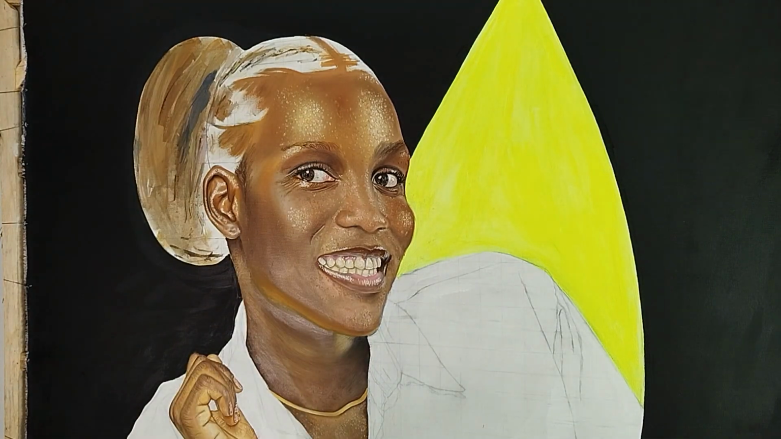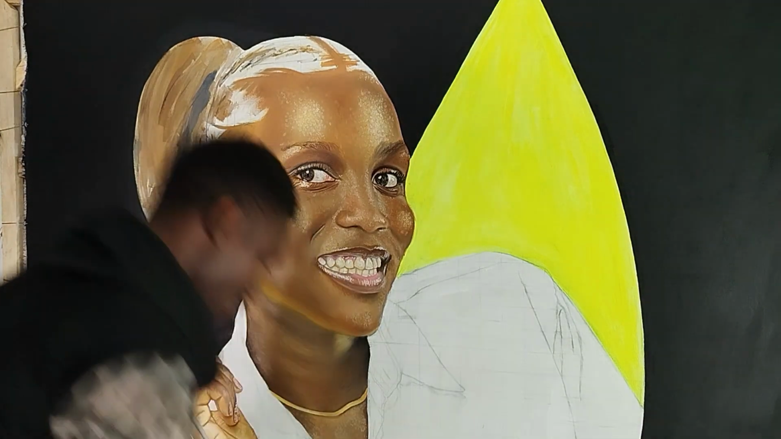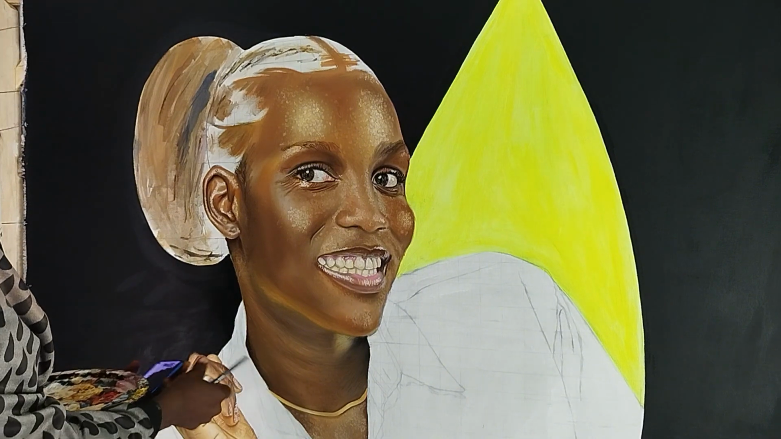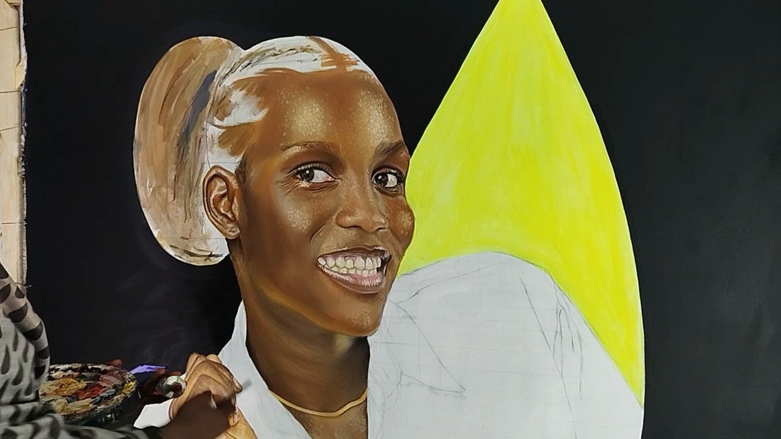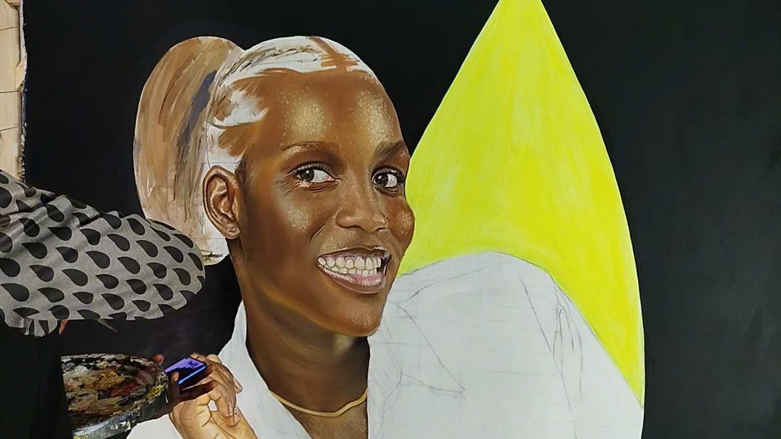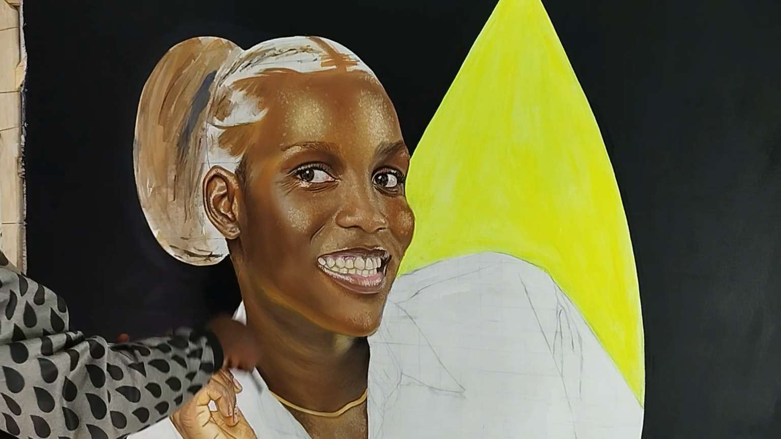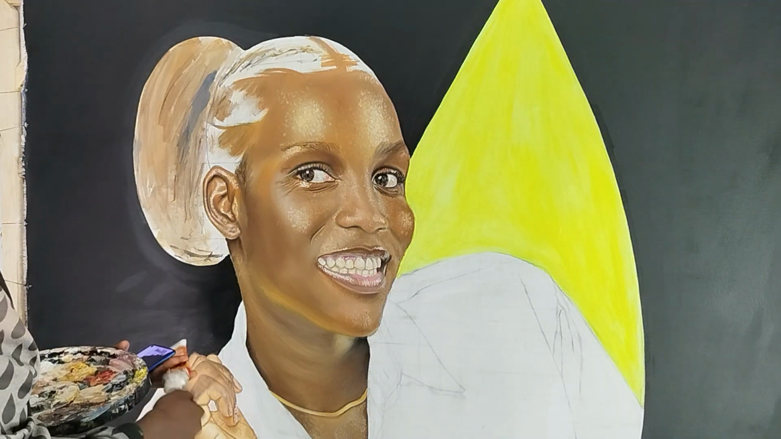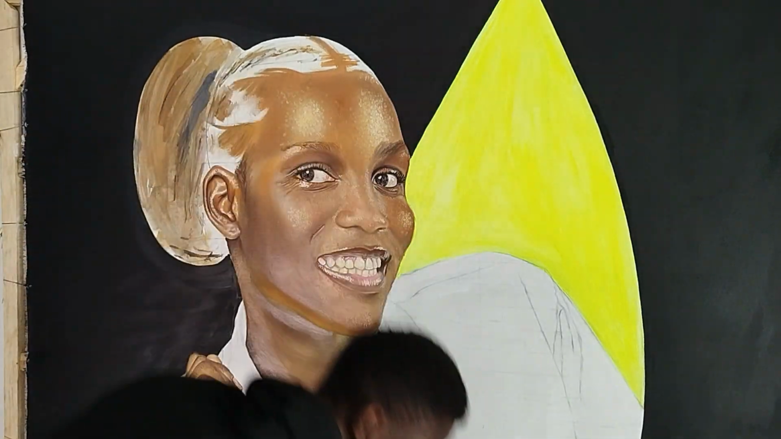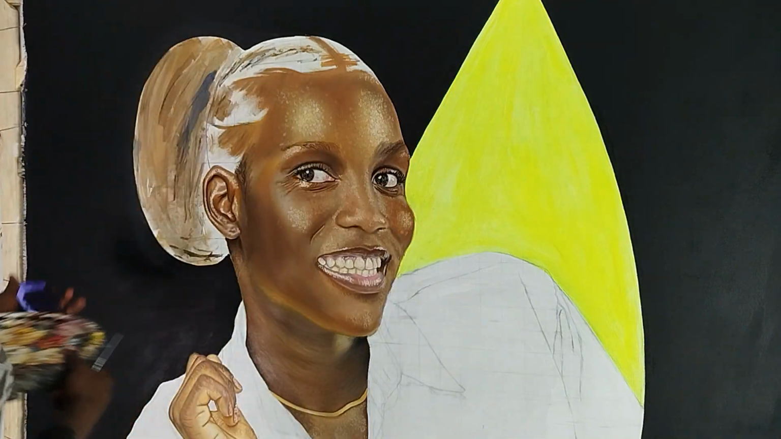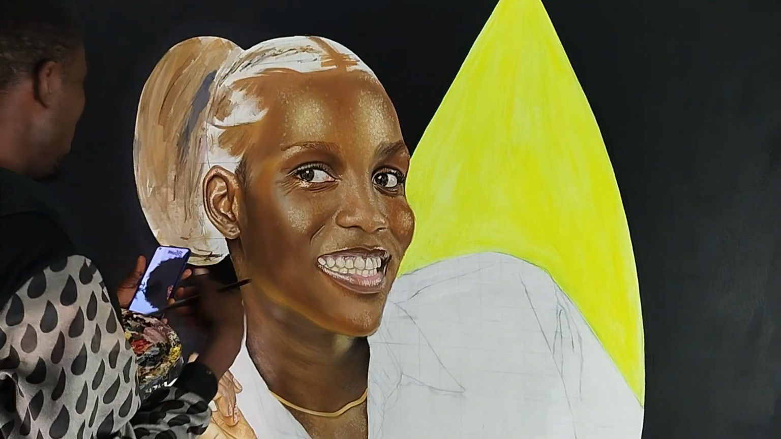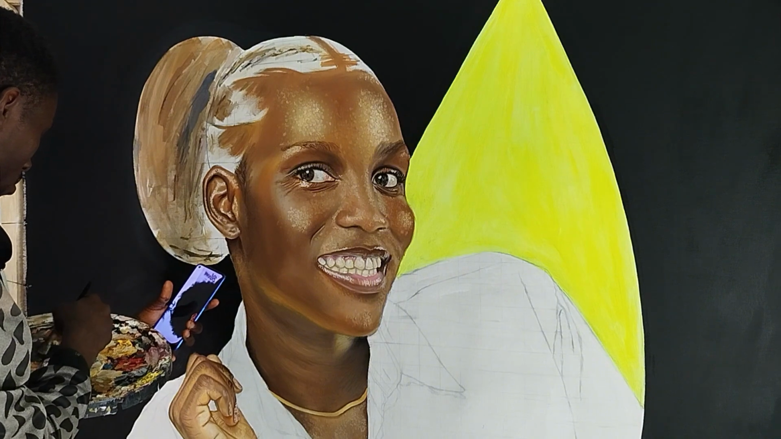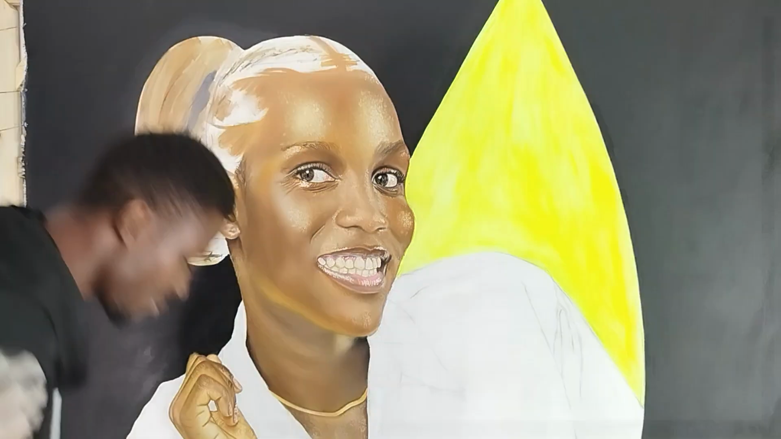Okay, I'll be starting with the Afro hair. To paint the Afro hair, you have to start with the base colors. We need to first create the roughness of the hair, that is the bumps, the dark parts, the highlights. That's going to be the base layer for the hair.